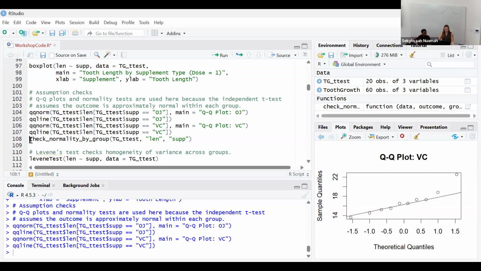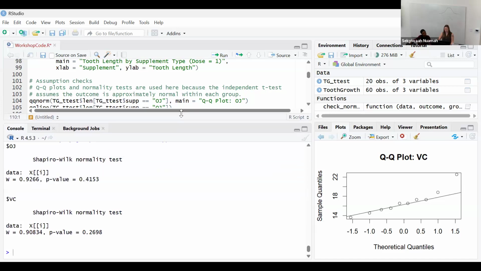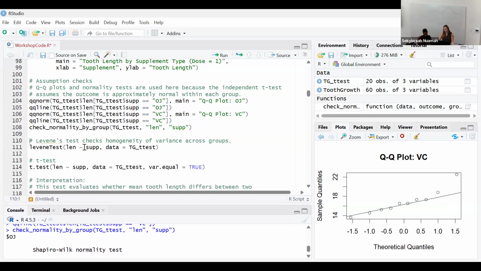So here's that function I defined at the beginning that's going to let me test multiple groups at once. Let's go ahead and run that and do the formal test for normality. So our p-values are 0.41 and 0.26. That means that both groups do have normality.